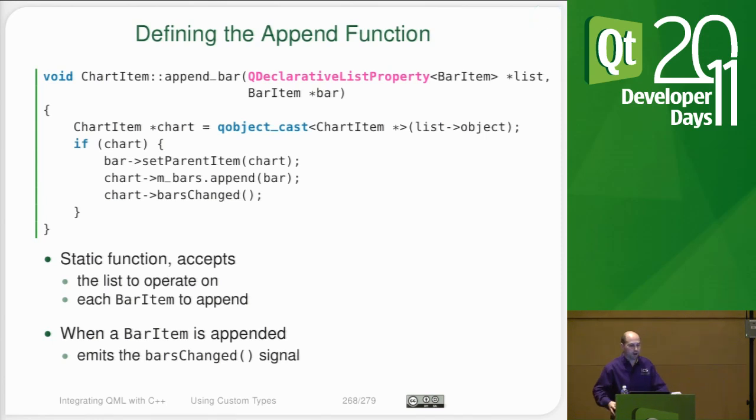So in append bar, what we do is we set the parent correctly so that we take possession of this item so we can arrange it correctly. We're going to append onto our bars object, and we're going to emit bars changed.